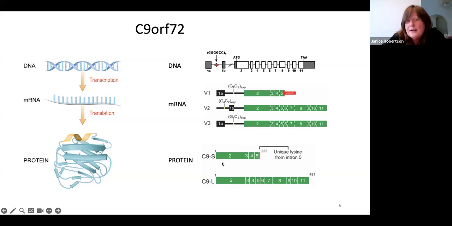You would think we'd have a better name than that, but they have the same sequence at the start, and then the C9 long has this additional sequence to the end. In other species, rodents, rats, mice, they have this protein C9 long, but they do not have C9 short. They have their own variations of the C9 protein.